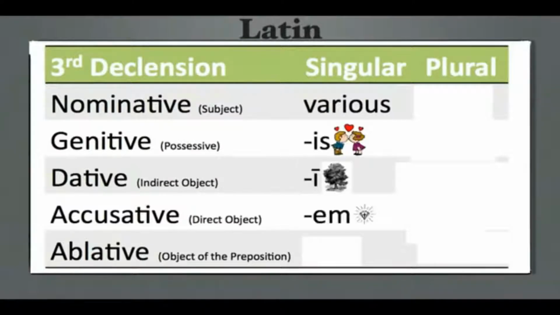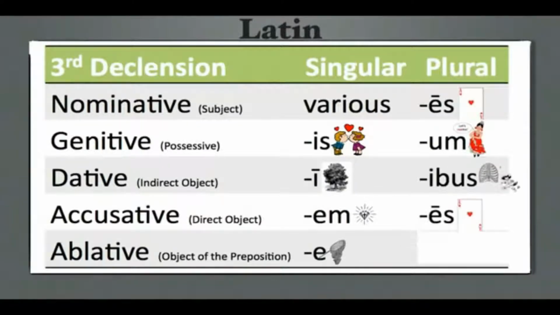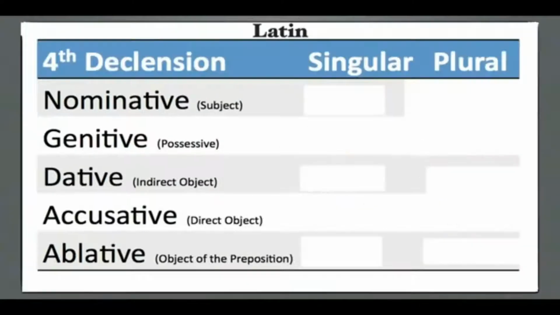Third declension noun endings. Singular third declension: various, is, i, em, e. Plural third declension: es, ium, ibus, es, ibus.